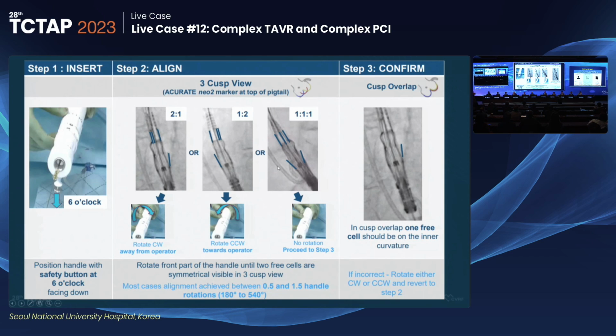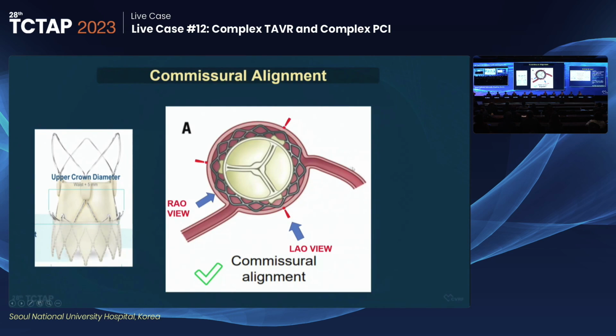Always it is the LAO view. On the right side, we can see the symmetric protrusion of the open cell, the free cell. Then we have to turn the fluoro to the RAO view. Then the third open cell should be anterior. Plus, we can expect such an orientation. Thus, with this maneuver, we can make the ideal commissural alignment using the Accurate Neo.